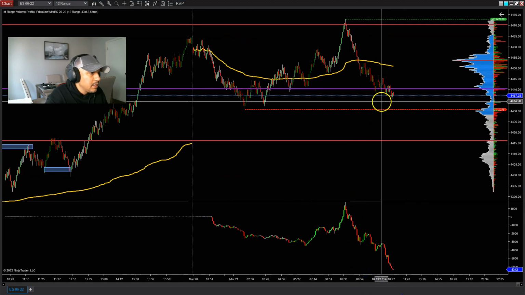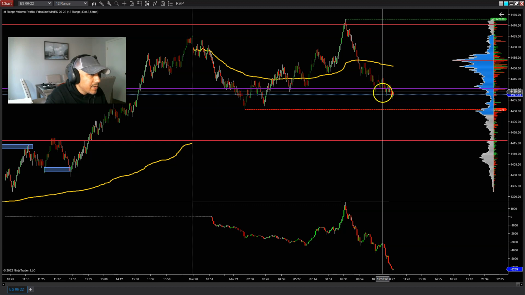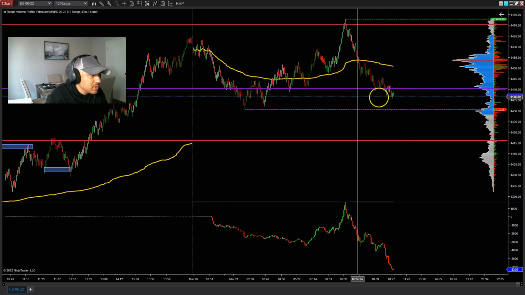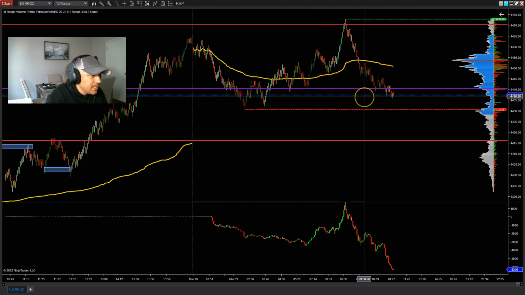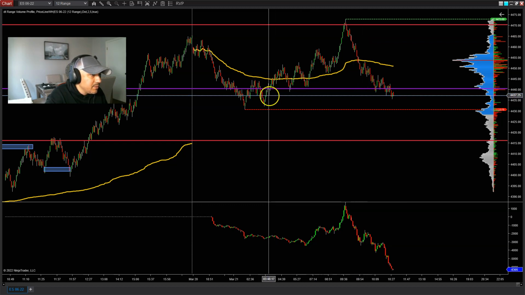All right. It hasn't quite, maybe a tick or two away, but price when it came down right here, pulled back, pushed lower. It did break this area right here. So I need to be careful here. I didn't pay attention to that. It did break this little area right here. Okay.